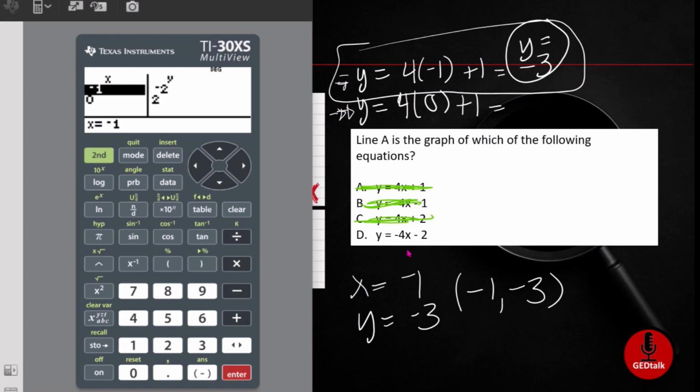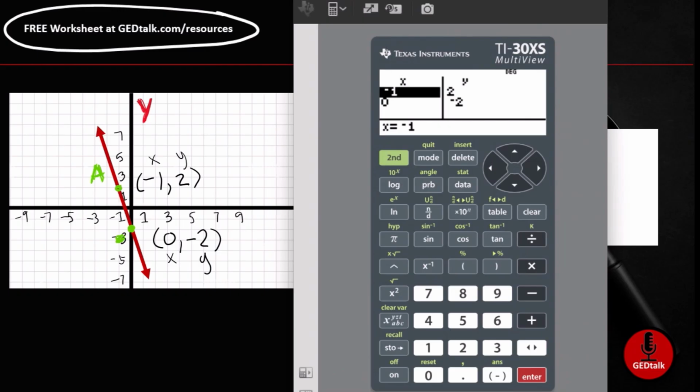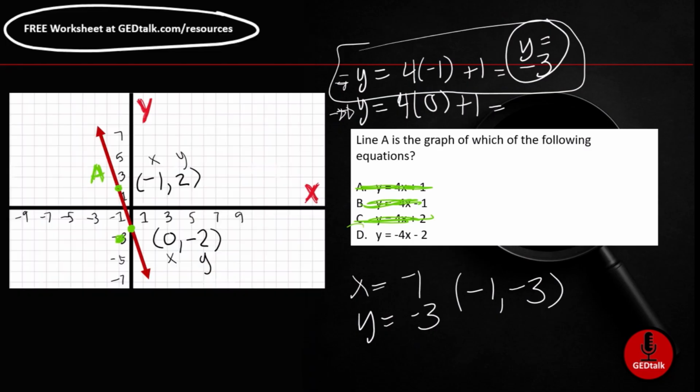And if you're like, but I have to see it in the calculator to make sure, okay, folks, we can do that as well. Hit your table key again, delete what you wrote in for your equation, and now write the answer, because you know that's the answer. It's the only one that's left. But if you're like me and have OCD at times and you have to check it, check it. -4x minus 2, enter all the way. Now we see when X equals -1, Y equals 2. When X equals 0, Y equals -2. So guess what, folks? D is our answer.